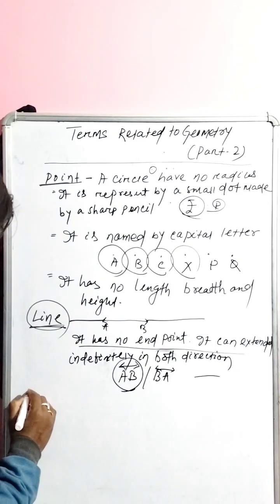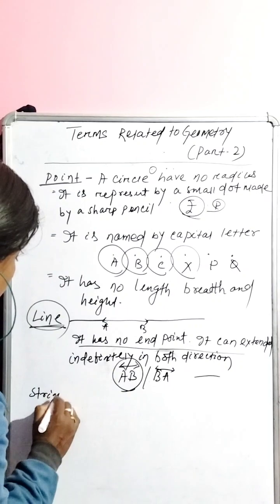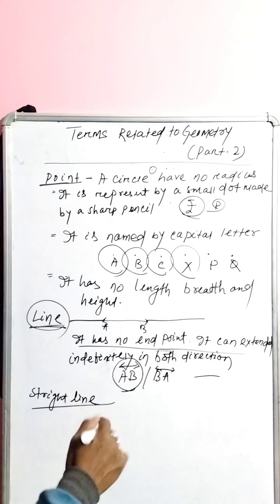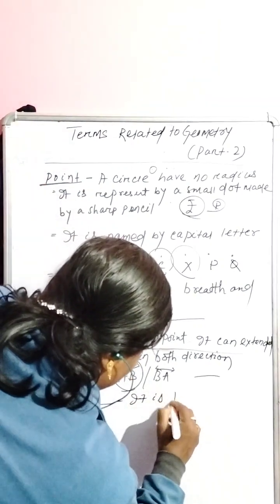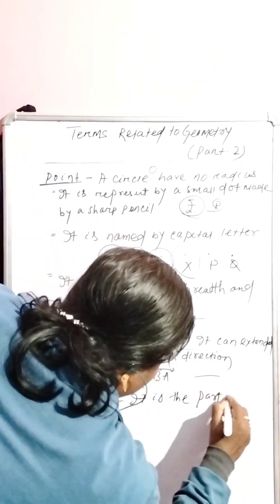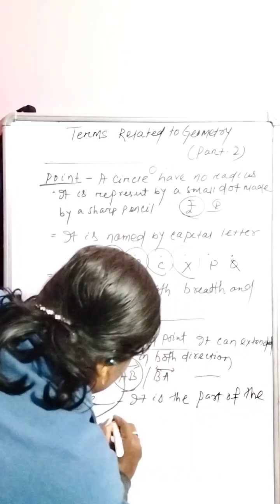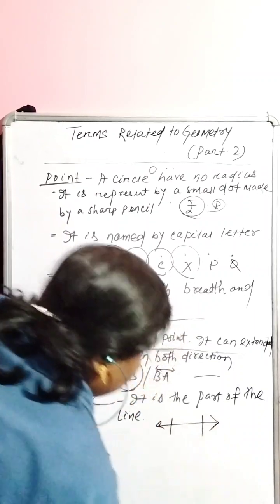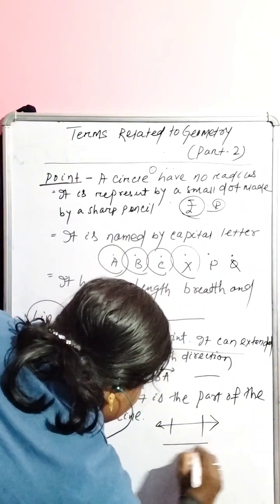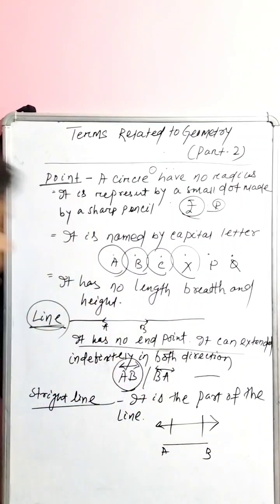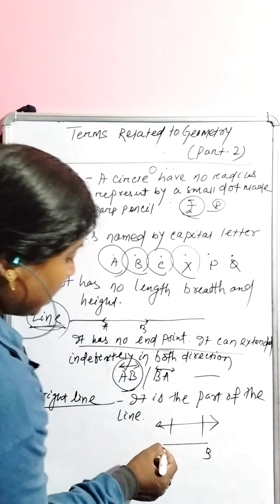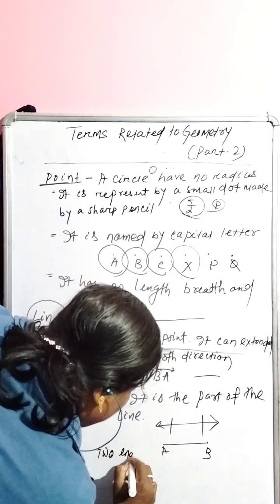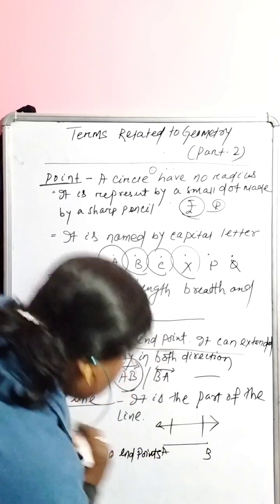Next is the straight line. What is a straight line? A straight line is the part of a line. If it is a line, we name it AB. That means it has two end points.